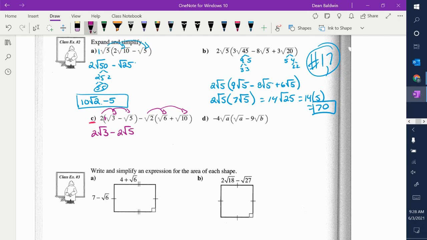What's negative root 2 times root 6? Negative root 12. Negative root 2 times root 10 is negative root 20. Watch your signs. Now we just need to simplify and combine like terms. So the 12 is going to be a 4 and a 3.